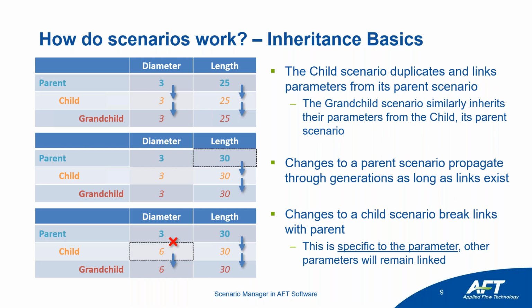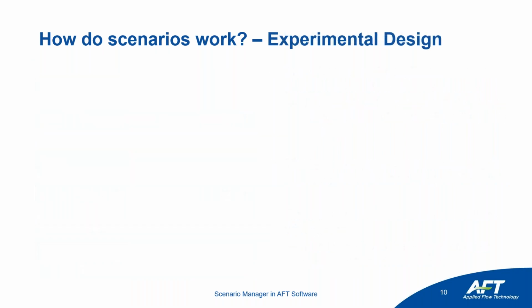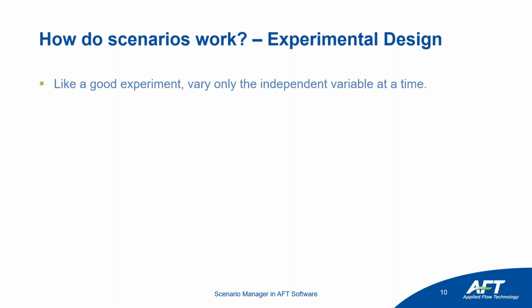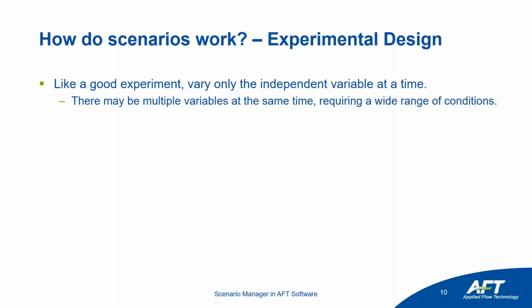So these are the basics of inheritance. We can use this to our advantage as we design different experiments or build out these different scenarios. If we think back to our high school or middle school science class, a good experiment should really only have one independent variable at one time. We want to tie any change to that variable to the change in output or the change in the effect on the system. So if we have multiple variables at the same time, now we're going to start doing more complex sensitivity analysis where we want to do a wide range of conditions. We can still do that in the scenario manager, and if we put some thought into it, we can build some structure, and that'll help us build our different alternatives efficiently.